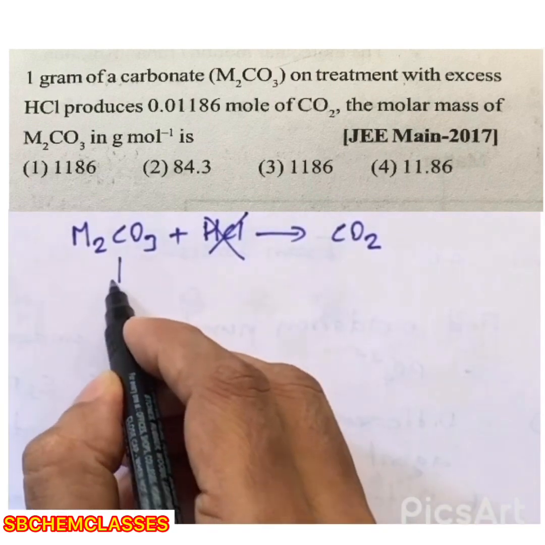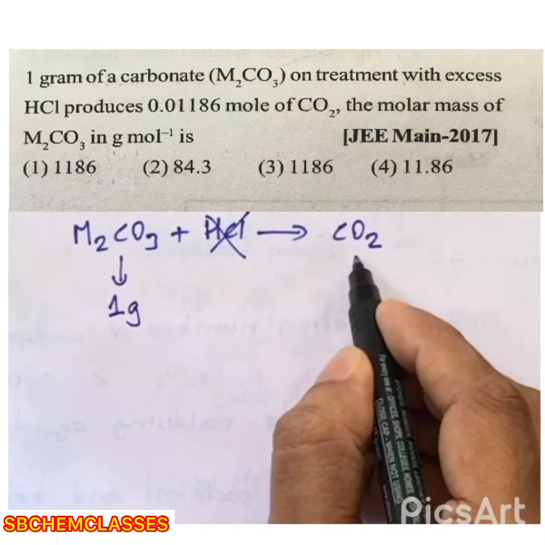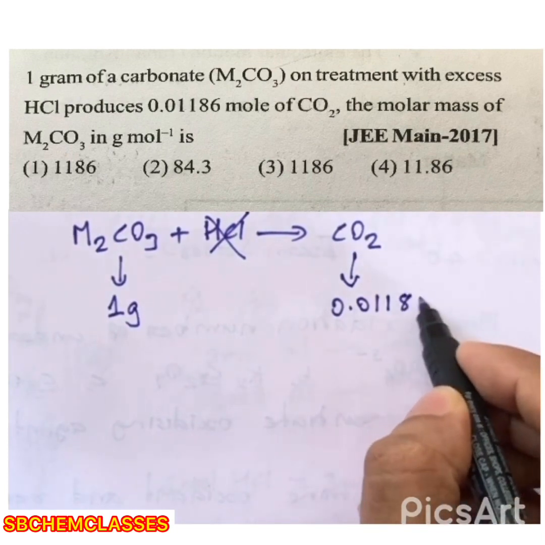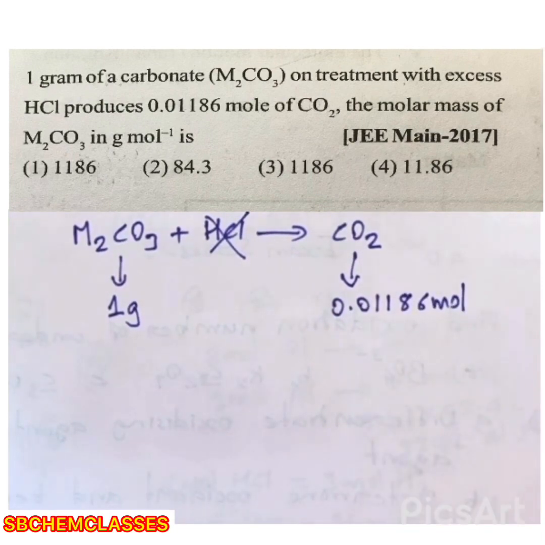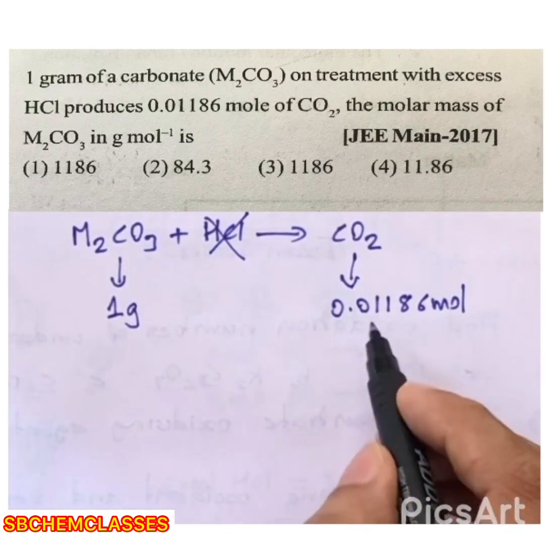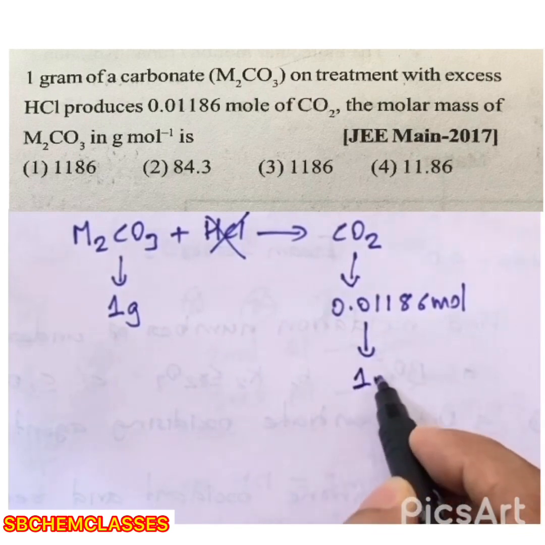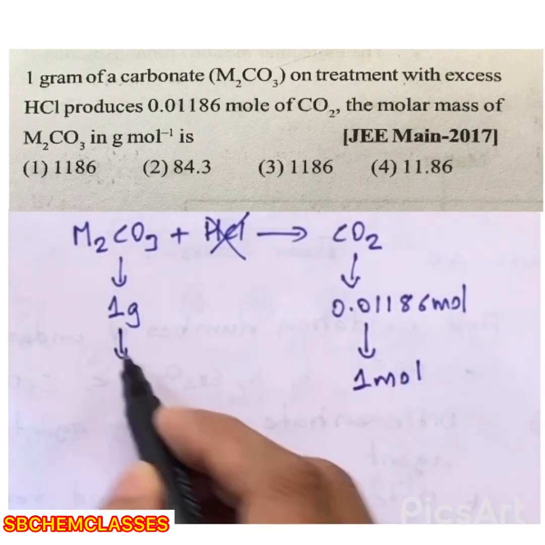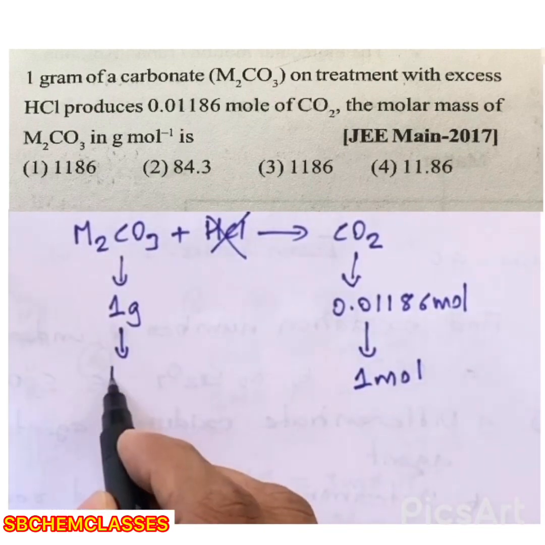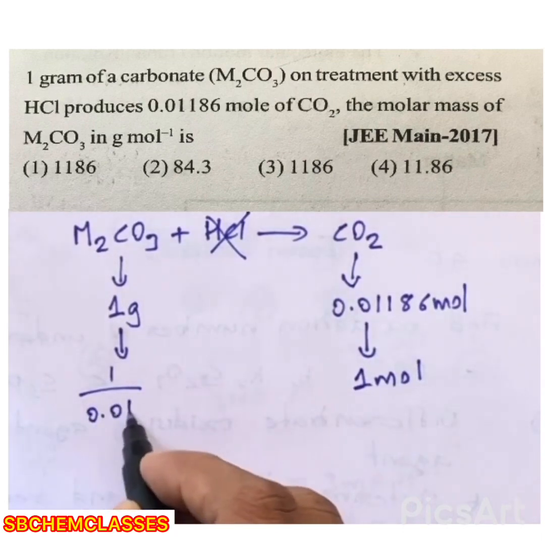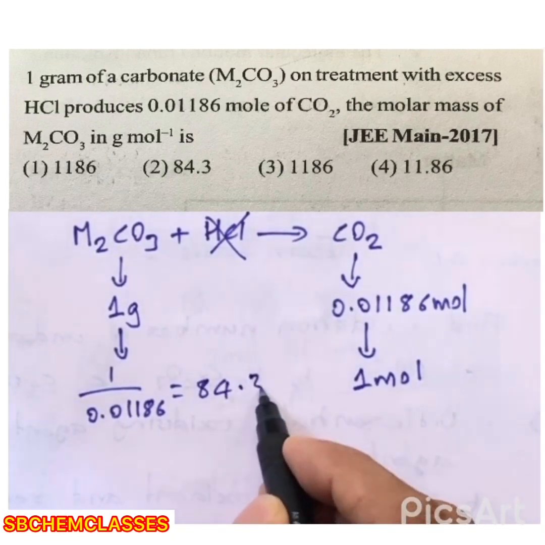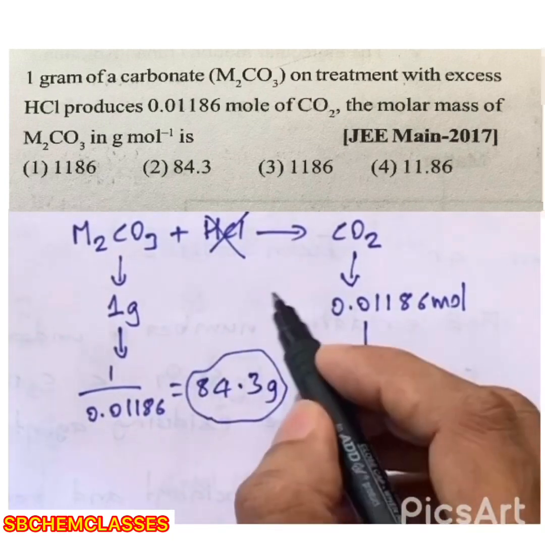In this question, 1 gram of metal carbonate gives 0.01186 mole CO2. If it is 1 mole, it is also 1 mole. So I am converting this value to 1 mole. So it will convert to the mass. That mass will be its molar mass. How can we convert it? 1 by 0.01186, that is 84.3 gram. That is option 2.